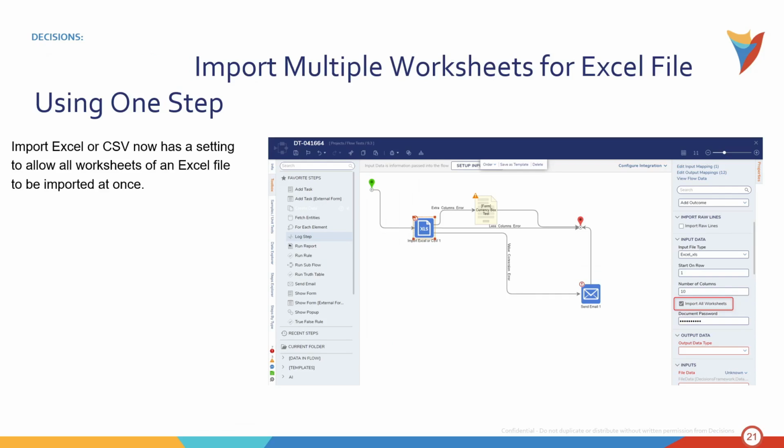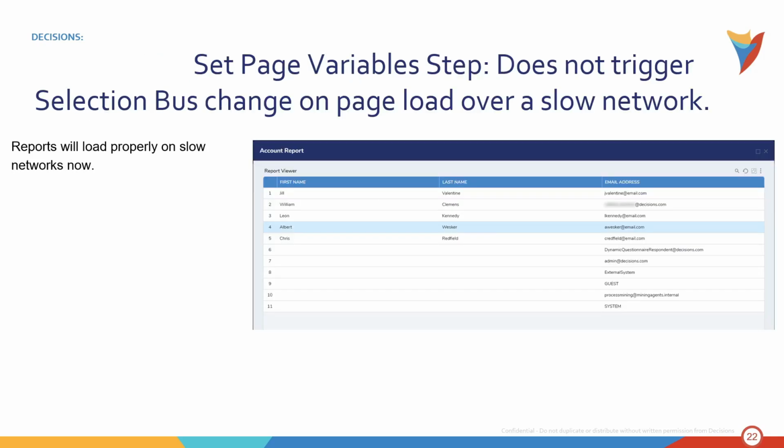We also have the option to import multiple worksheets for Excel files using one step. There's that checkbox you see there on the right side, so you can import all worksheets for Excel files in a singular step. We also have set page variable step. It's not going to trigger the selection bus change on page load over a slow network. So your reports are going to load properly on slow networks now. Extended functionality, just an enhanced feature that we already have here in Decisions.